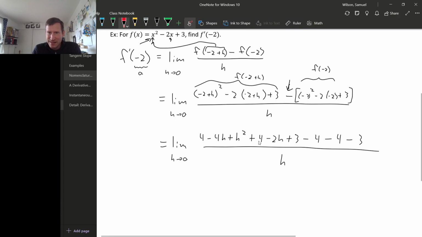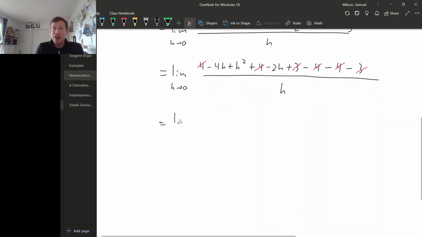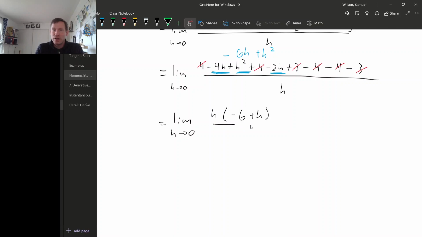And now we can go looking for things that cancel. It looks like, let's see, this 4 can cancel that 4. This 3 can cancel that 3. This 4 can cancel that 4. And now it looks like we're good, because everything in the numerator has a common factor of h. So the pieces remaining in the numerator are this h squared piece, and this minus 2h piece. So this is minus 6h plus h squared. And when we factor an h out, we get h times minus 6 plus h, all over h.